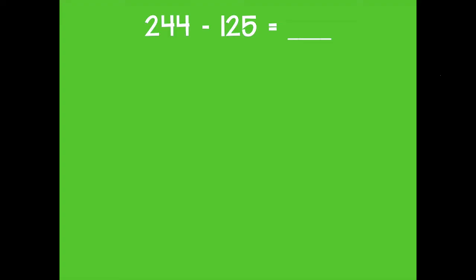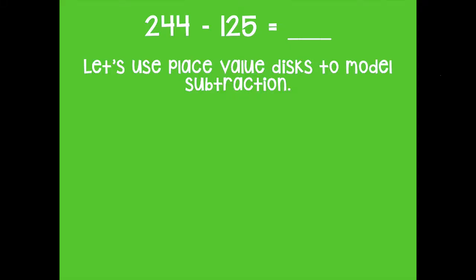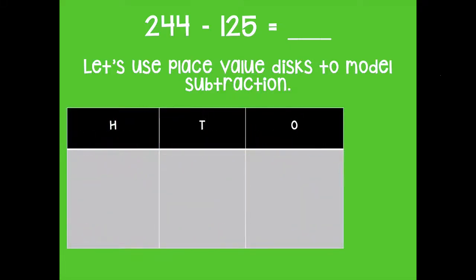All right, let's take a look at another problem. So we have 244 minus 125. So this is really close to the last problem that we solved, but just a little bit different. So we're going to use our place value disks to model subtraction. So there's my place value chart. And again, part of our learning goal was relating it to that vertical form. So I'm going to write that problem vertically as well. Now, again, friends, can you remind me, do I model both numbers on my subtraction on my place value chart, or do I just model one? Yeah, we just model one on our place value chart with subtraction.